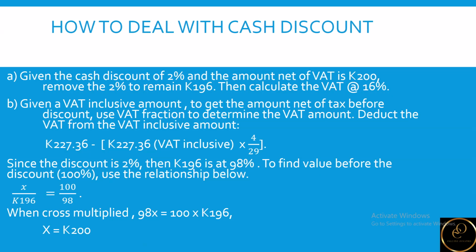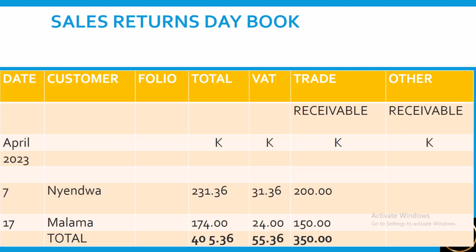Now I want to also explain a situation where you are dealing with a VAT inclusive amount. Given a VAT inclusive amount, to get the amount net of tax before discount, use the VAT fraction to determine the VAT amount. Deduct the VAT from the VAT inclusive amount. I've demonstrated this particular calculation in this question.